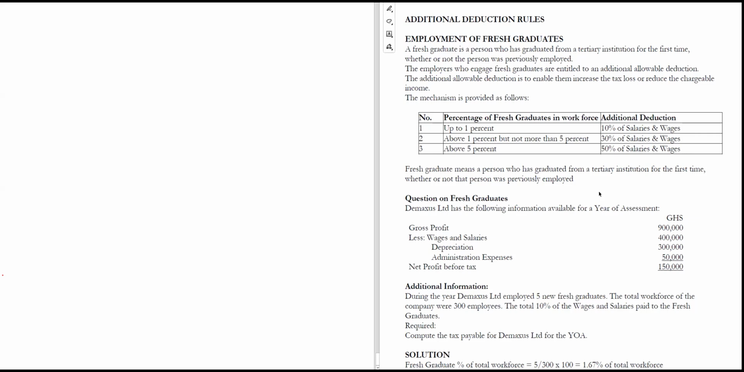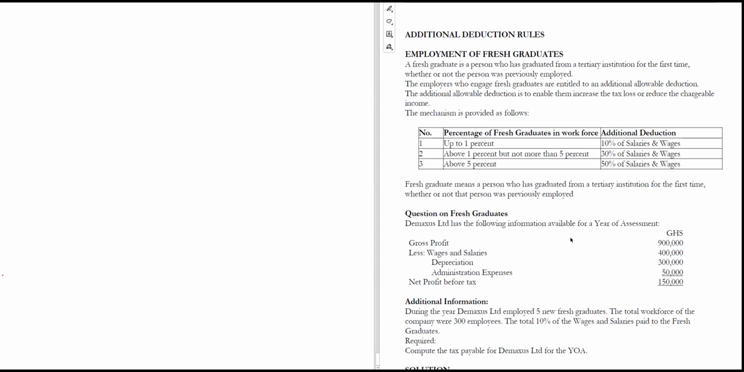If you employ up to 1% of your workforce as fresh graduates, you get 10% of the fresh graduate wages and salaries as a deduction. If you employ above 1%, but not more than 5%, 30% of their wages and salaries is an additional deduction. And if the fresh graduates are above 5%, then 50% of the wages and salaries of the fresh graduates are treated as allowable deductions.